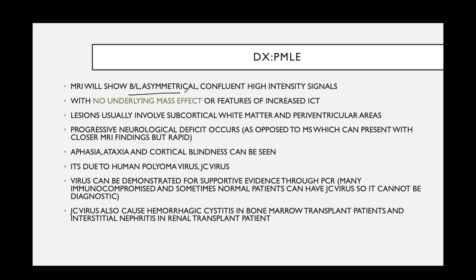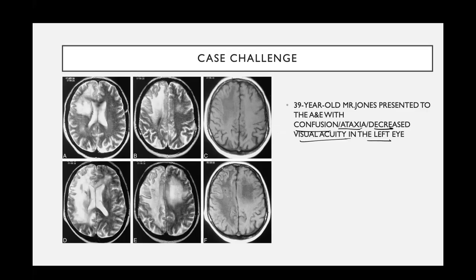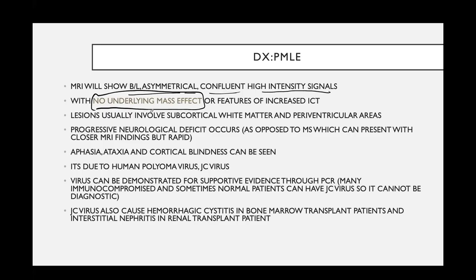MRI will show bilateral, asymmetrical, confluent, high-intensity signal with no underlying mass effect. Can you see here? The ventricles are there, there's no midline shift, there's no mass effect. Lesions usually involve subcortical white matter and periventricular areas. There will be progressive neurological deficit, as opposed to multiple sclerosis, which can present with similar MRI findings, but the multiple sclerosis progression is more rapid. There can be aphasia, ataxia, and cortical blindness. It's due to human polyomavirus.